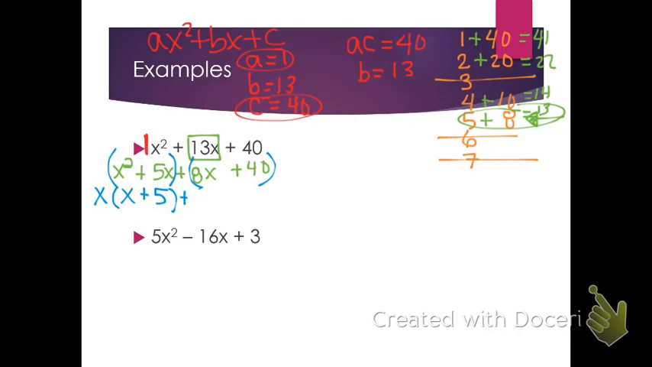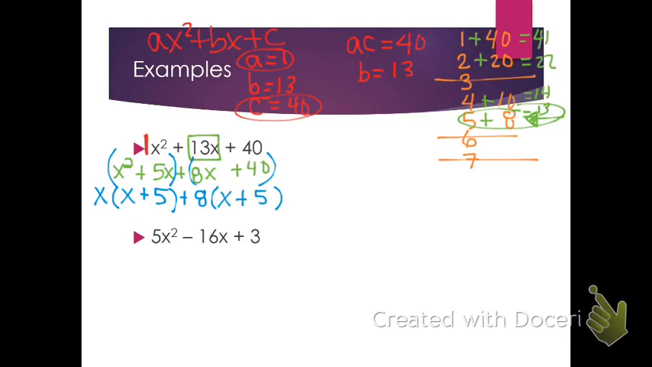Now I've got to figure out 8x and 40. What do they have in common? They have a GCF of 8. Then I ask myself, 8 times what equals 8x? 8 times x equals 8x. 8 times what equals 40? 8 times 5 equals 40.